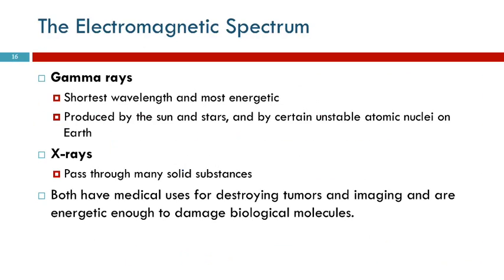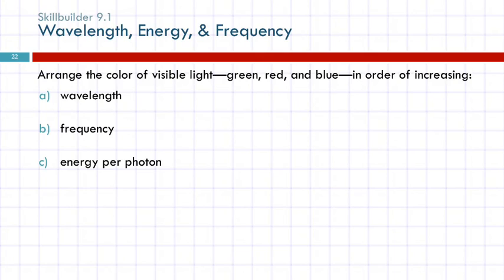Okay, let's see if I can get back to where we're supposed to be. So this asks us to arrange the colors of visible light, green, red, and blue, just 3 of them, in order of increasing wavelength, increasing frequency, and increasing energy per photon. So let's see if we can figure this out without looking at that table, that graph.